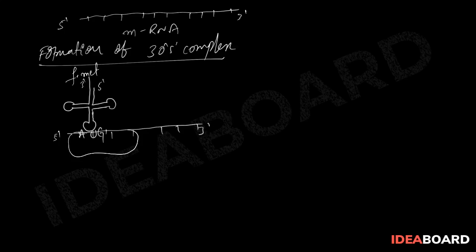One more important thing is that the tRNA always reads the mRNA nucleotides in the 3 prime to 5 prime direction, but the polypeptide synthesis, that is the reading frame, moves from 5 prime to 3 prime direction, while the tRNA reads the mRNA reading frame in the 3 prime to 5 prime direction. So this is the formation of the 30S complex. And next, formation of the 70S complex. This is with respect to prokaryotes.